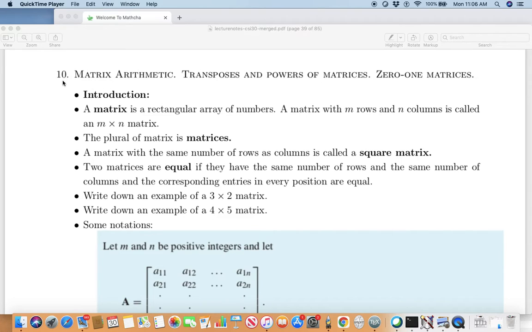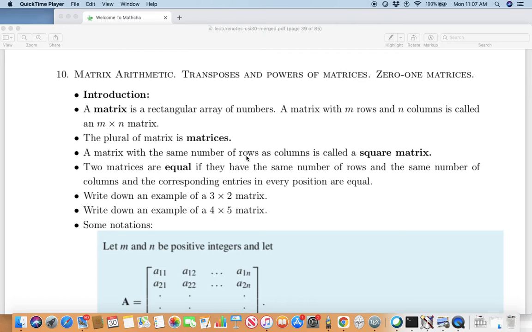Section 10, Matrix Arithmetic, Transposes and Powers of Matrices, 0-1 Matrices. Introduction. A matrix is a rectangular array of numbers. A matrix with m rows and n columns is called an m by n matrix. The plural of the word matrix is matrices. A matrix with the same number of rows as columns is called a square matrix.